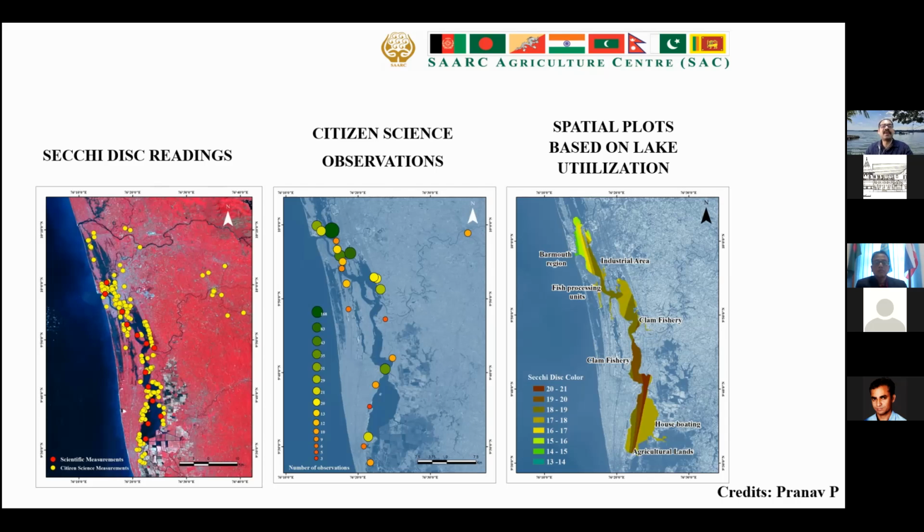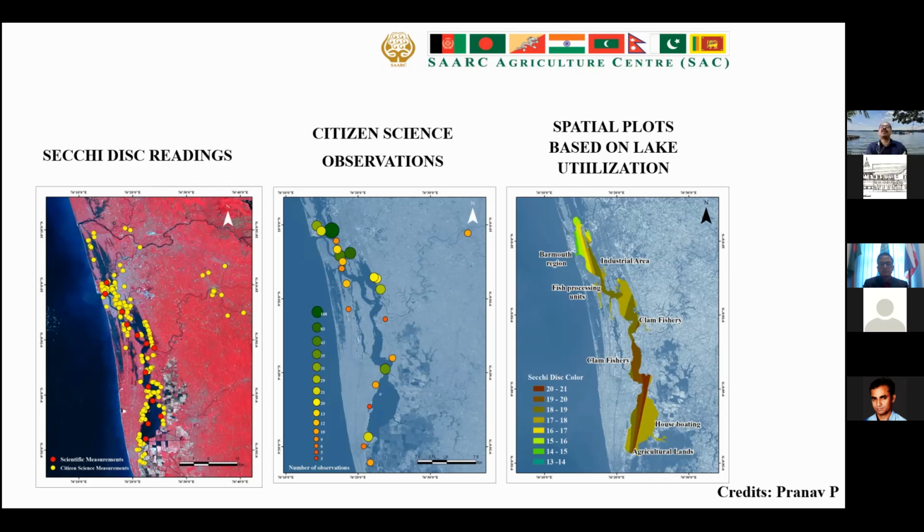So the saffron dots are very few in number, only 13 locations. And you can see the yellow dots, especially covering the entire area. And you can see the frequency of observations. A large number of data is coming from certain locations. So the number of observations is also more, and spatially it is covering more area.